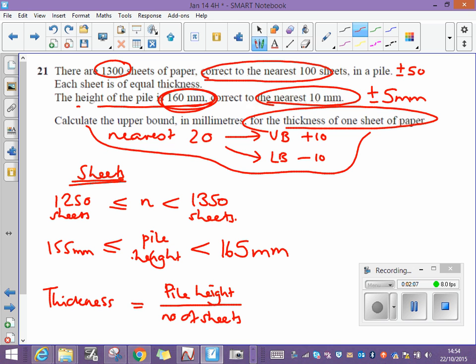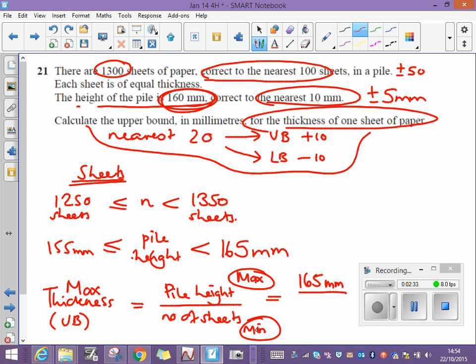Now we are asked to find the maximum possible thickness, or the upper bound. Now to find the maximum value of something, especially when it's a division, we are going to divide the maximum, so this number on top must be as large as possible, this number on the bottom must be as small as possible. Now the maximum pile height, or the height of the pile of paper, is 165 millimeters, and I'm going to divide by the minimum number of sheets. Now the minimum number of sheets is actually 1,250, and if we do 165 divided by 1,250, we get 0.132 millimeters.